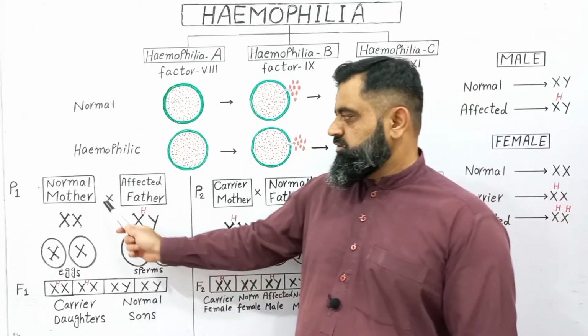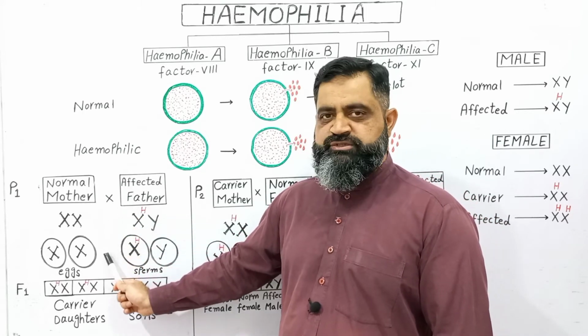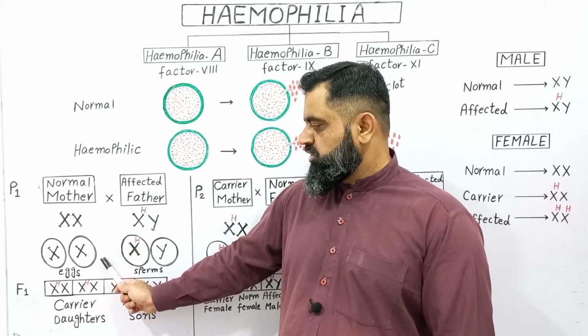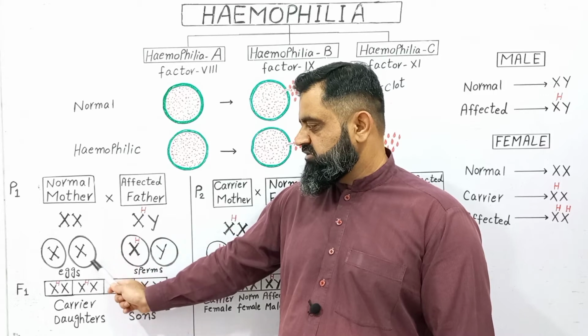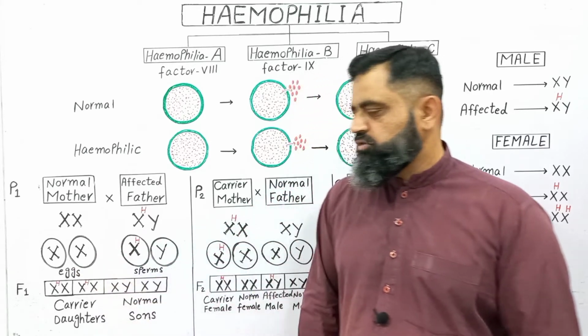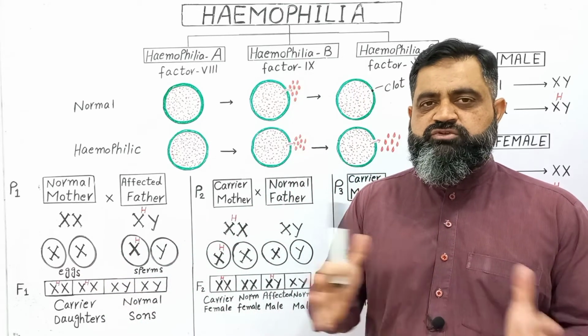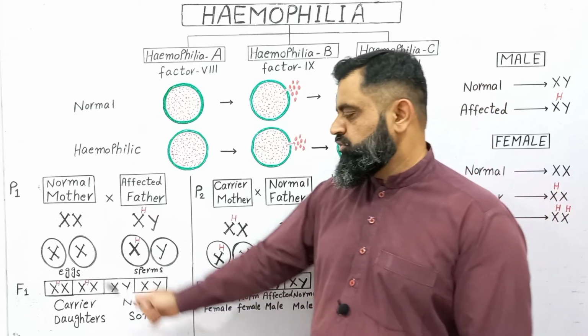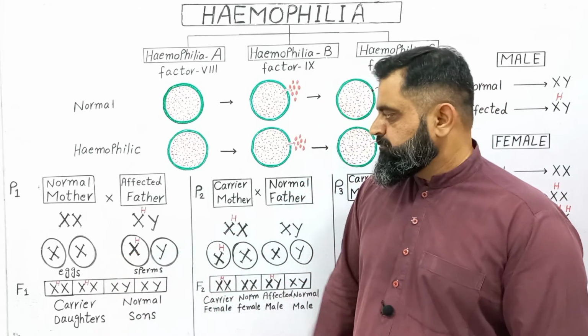In the first step, both of them are going to produce gametes. In the production of gametes, the female will produce X with both X chromosomes, because after meiosis these chromosomes get separated and move into each of the eggs.